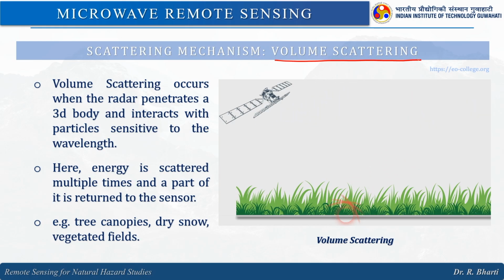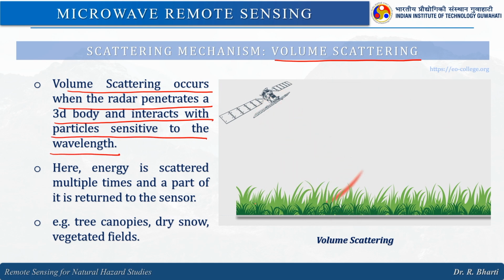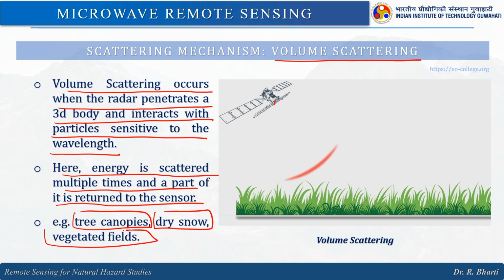Now we have volume scattering. Volume scattering occurs when the radar penetrates a 3D body and interacts with particles sensitive to the wavelength. So, here you can see the rough surface, right, the natural body. Here you can see multiple scattering is happening at the same time and only a part of it is returning to the sensor, right. For example, tree canopies, dry snow, vegetated fields are examples of volume scattering.